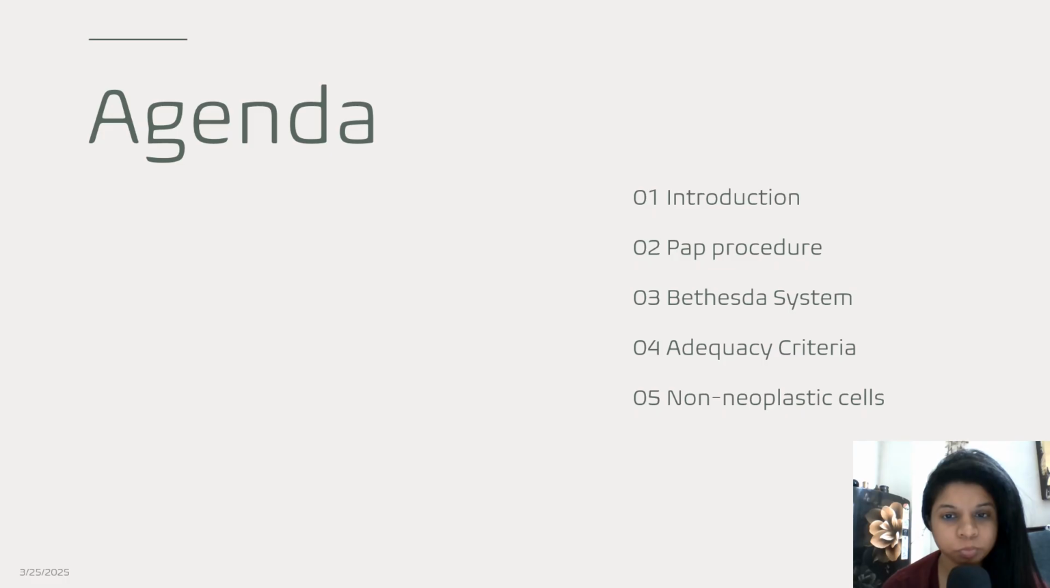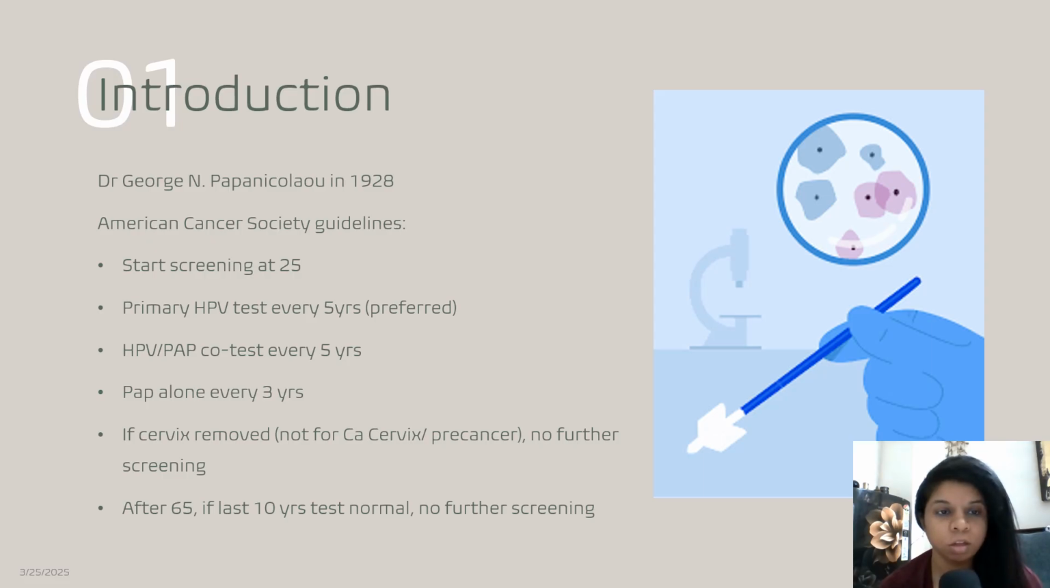So to start with, we'll be discussing the following topics. That is introduction, and then the pap smear procedure, and then the Bethesda system, and then adequacy criteria of the pap smear, and then the non-neoplastic cells. So as we all know, pap smear was discovered or introduced by Dr. George Nicholas Papanicolaou in 1928.